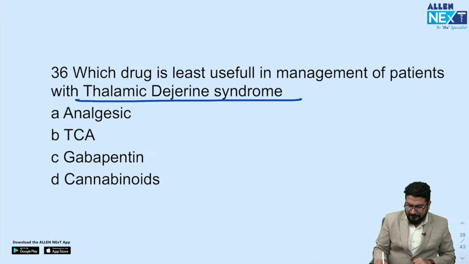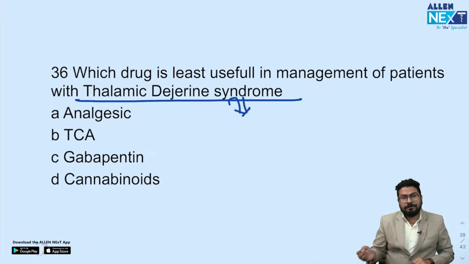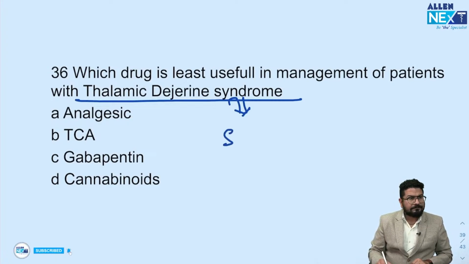So understand this, thalamic Dejerine syndrome. It is a part of stroke syndromes. We have discussed this, stroke syndrome.